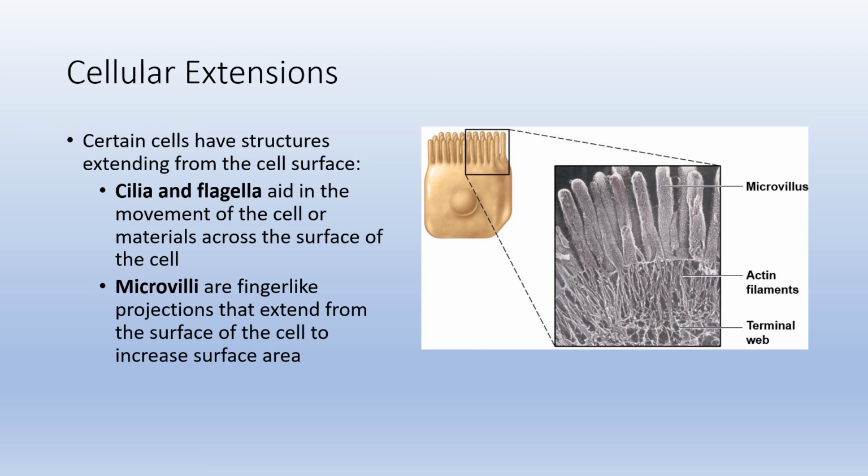Another cellular extension is known as a microvilli. Microvilli are finger-like projections. They do not move the cell. They do not move substances across the surface of the cell. They are simply there to increase the surface area. You will see microvilli in the digestive system, to increase the surface area to ensure nutrient absorption.